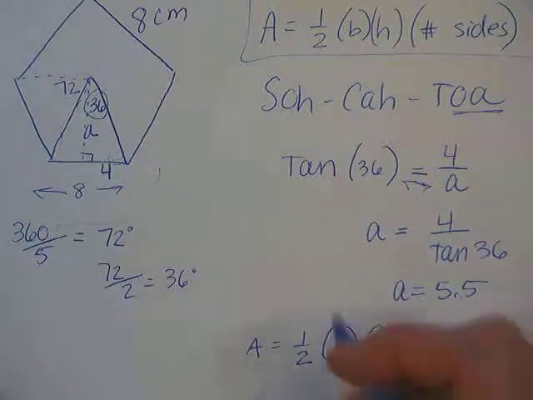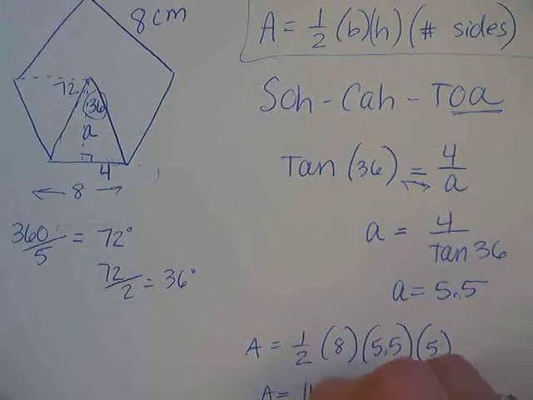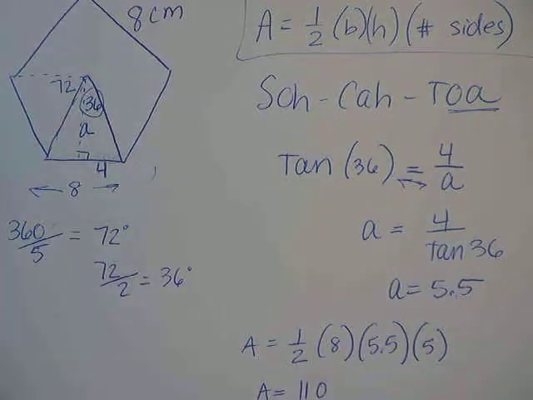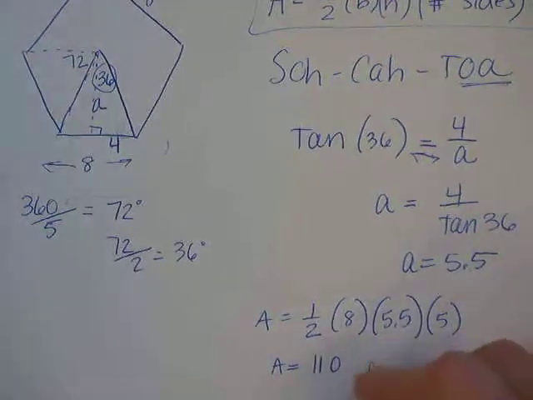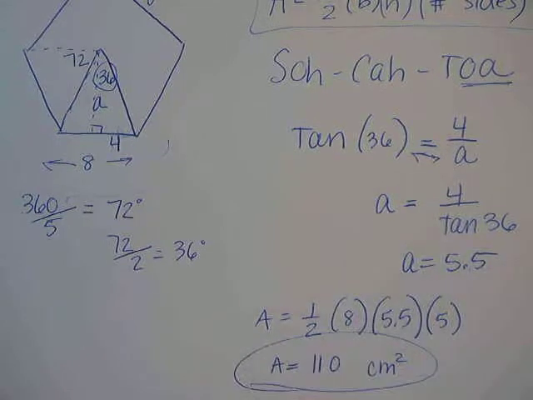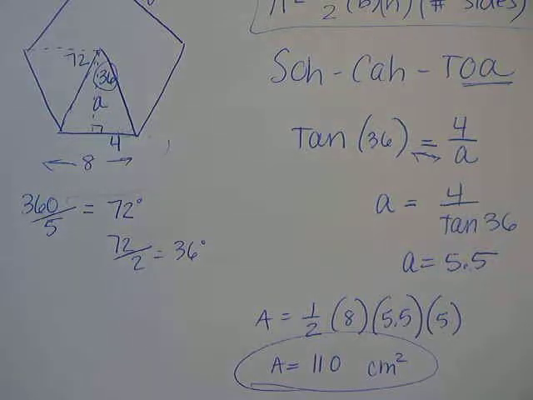Okay, and we had a little bit of rounding here that's going to cause a difference from what you would see in the book. But basically that comes out to approximately 110. And since that was in centimeters, this would be centimeters squared.